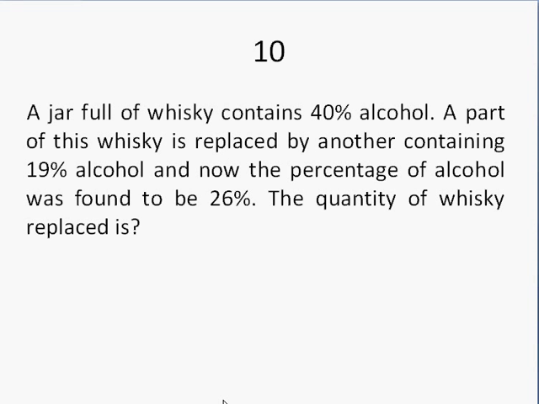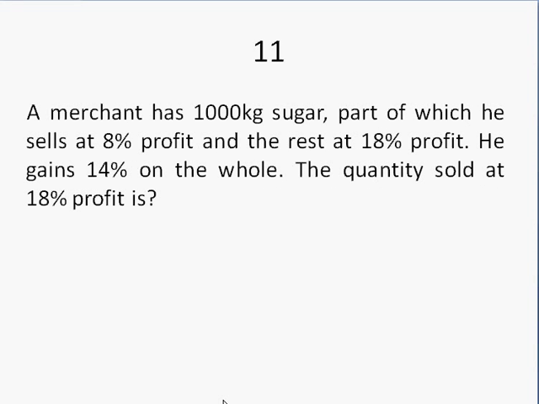Now we'll move to question number 11. Question number 11 says, a merchant has 1000 kilograms of sugar, part of which he sells at 8% profit and the rest at 18% profit. He gains 14% on the whole. The quantity sold at 18% profit is? So try to find out the answer. We'll solve it in the next part. Thank you.